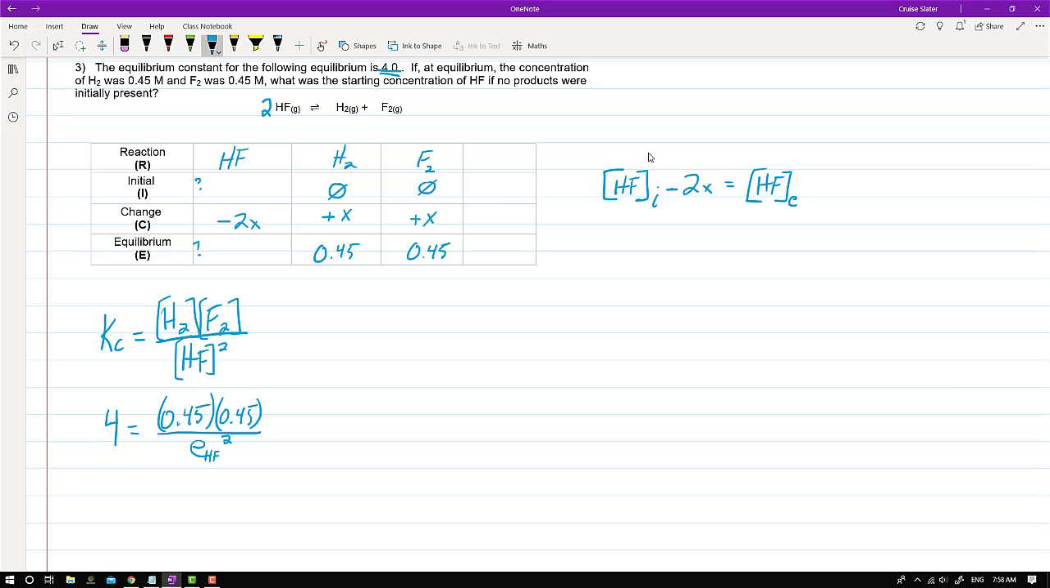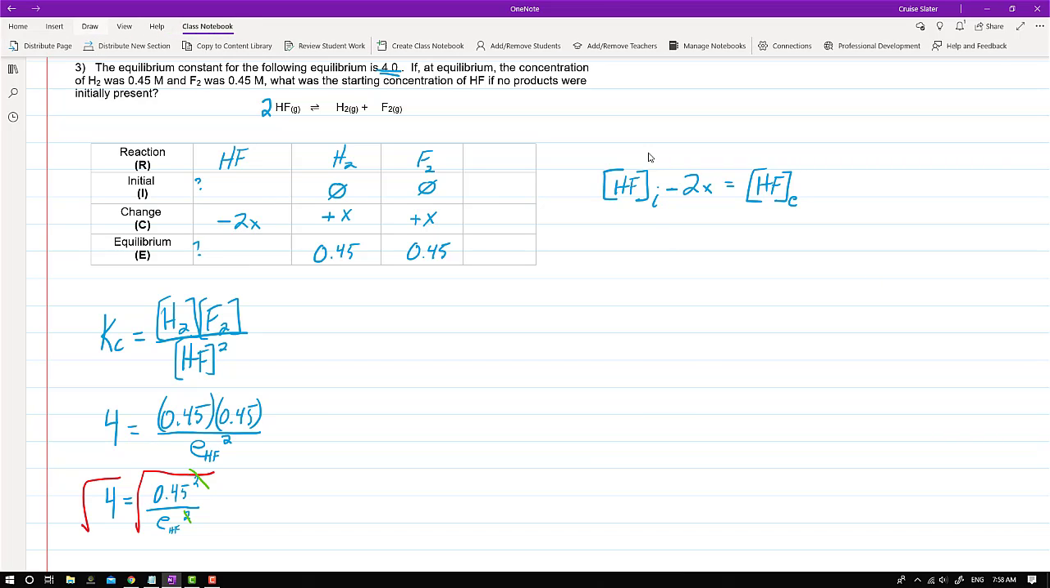And these things as well, if I was to work it out mathematically, it'd be the same value squared. So maybe let's just do that for clarity. We'd have 4 equals 0.45 squared, because it's just the same number multiplied by itself, divided by E_HF squared. We can then introduce a square root on both sides of the equation to simplify the process. And in doing so, we're going to get rid of these squares.